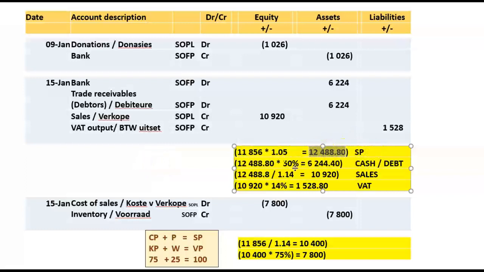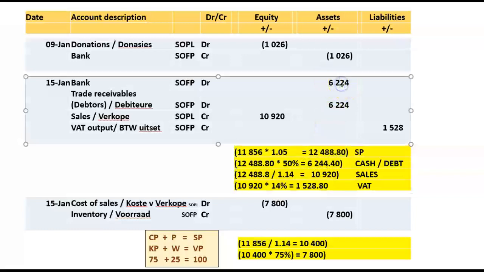Now 50% of this he's going to pay upfront, 6244. The other 6244 will then be paid in the next month. So we will have to raise a debtor for that. So bank will be debited with the first 50%, 6244. And debtors is going to be debited with the other 6244.